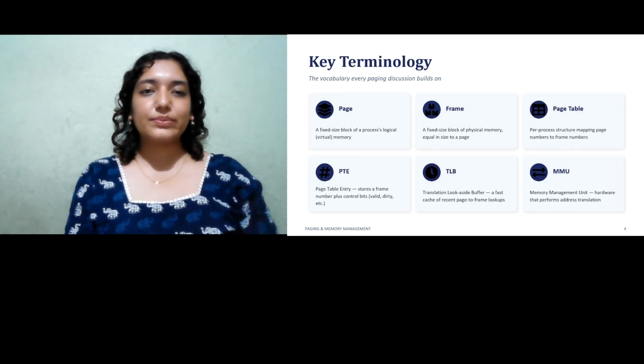Key terminology. Before going further, let's lock down the vocabulary. A page is a block of a process's virtual memory. A frame is the equivalent block in physical memory. The page table maps pages to frames for a process. Each entry in the table is called a PTE, or page table entry, which also stores control bits like valid and dirty flags. The TLB is a small hardware cache that speeds up lookups by remembering recent translations. The MMU is the actual hardware unit that performs this translation on every memory access.